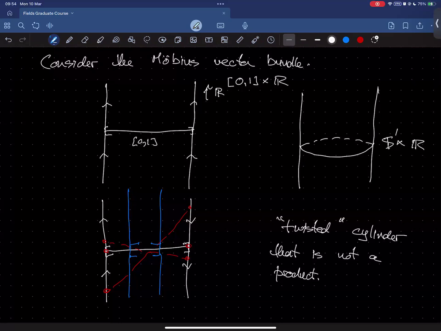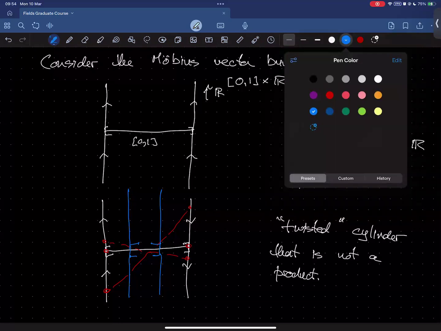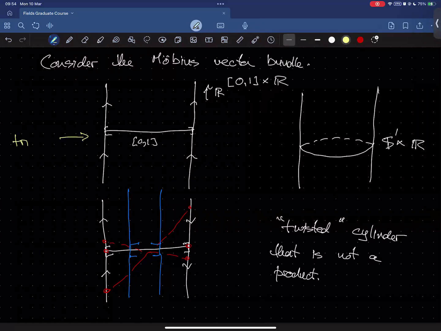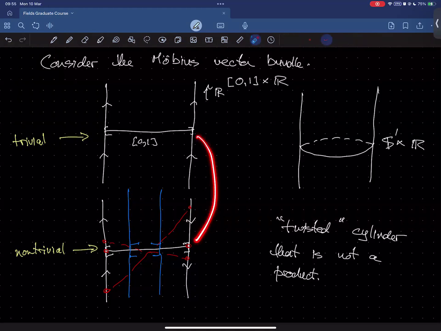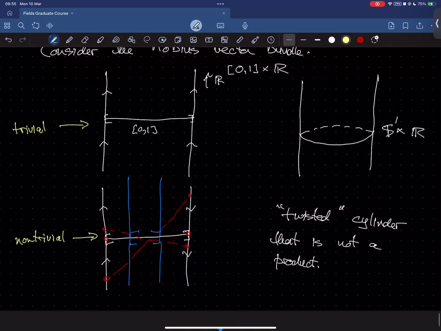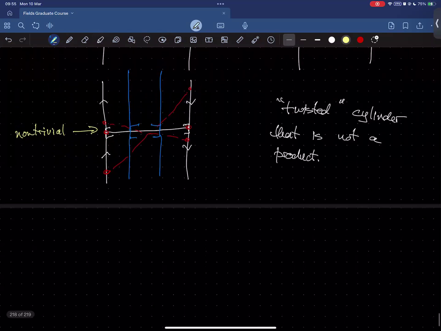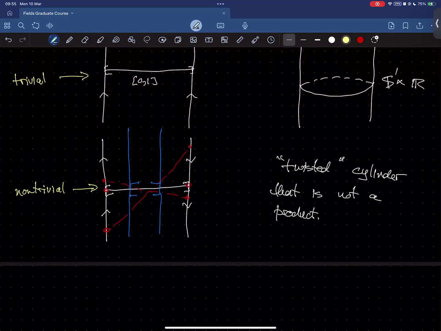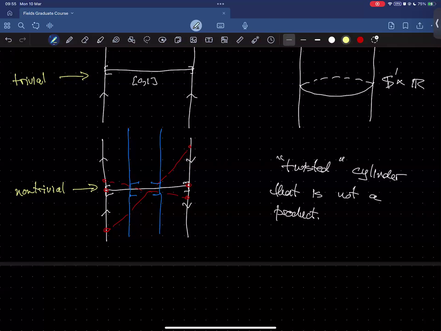And so vector bundles like this are called trivial vector bundles. Trivial here means that it's a product. And these are non-trivial. They have some global structure which does not come to you from the local structure. Locally these two vector bundles look the same, but globally they're different. That's one of the important things that happens in geometry: sometimes your local picture does not hold globally.